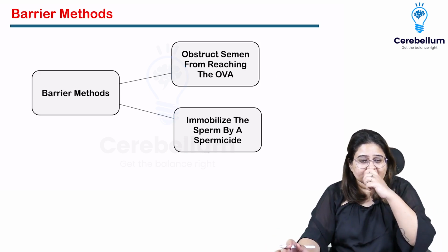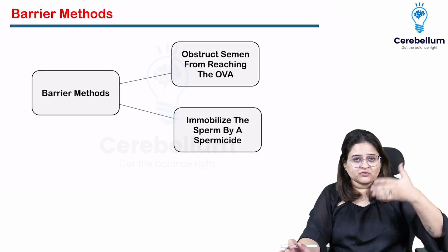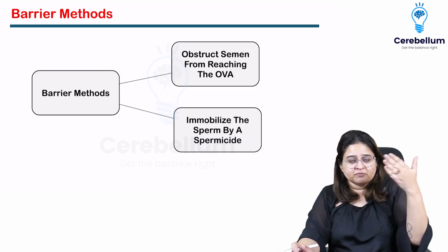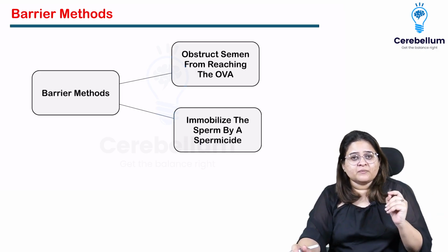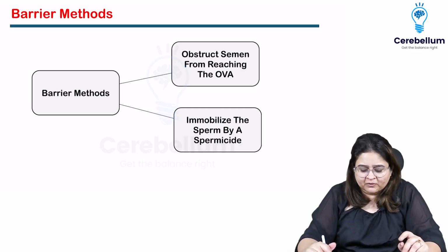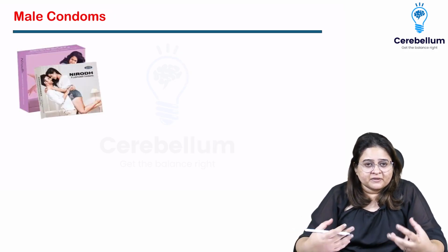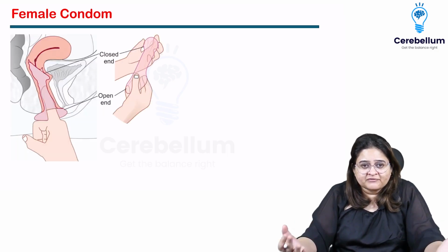Now, in barrier methods, you have 2 types. One is there's an actual physical obstruction from the sperm reaching the ova, and the second is spermicidal methods. They also come under barrier. They immobilize the sperm. Okay. Now, in barrier, we have the male condom, we have the female condom.